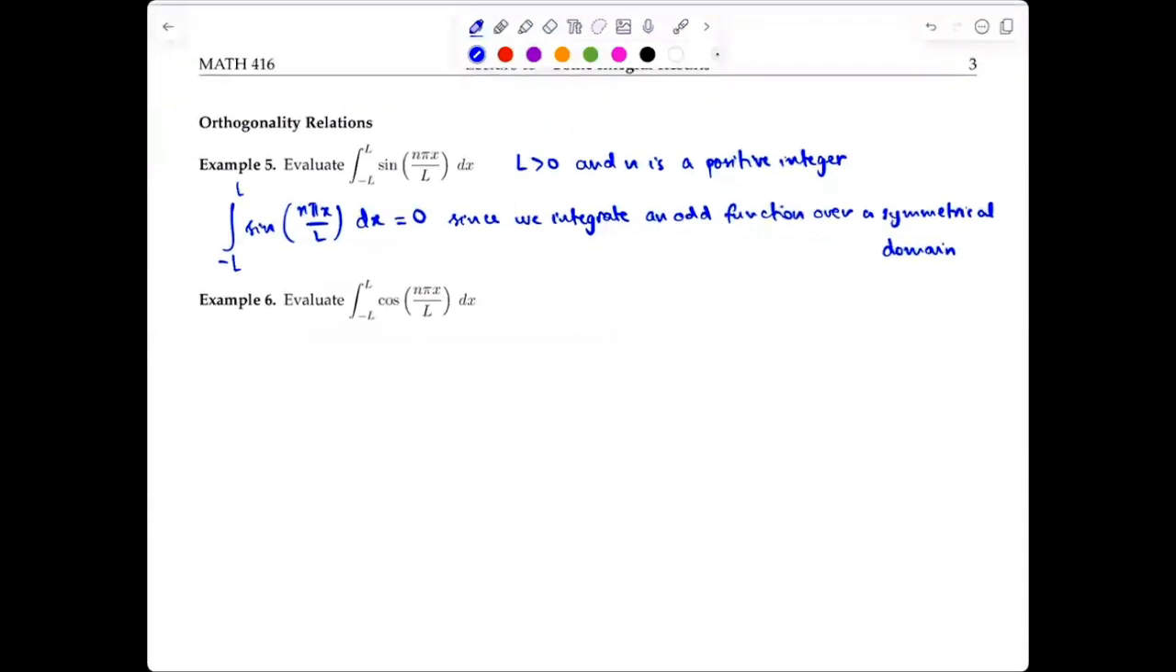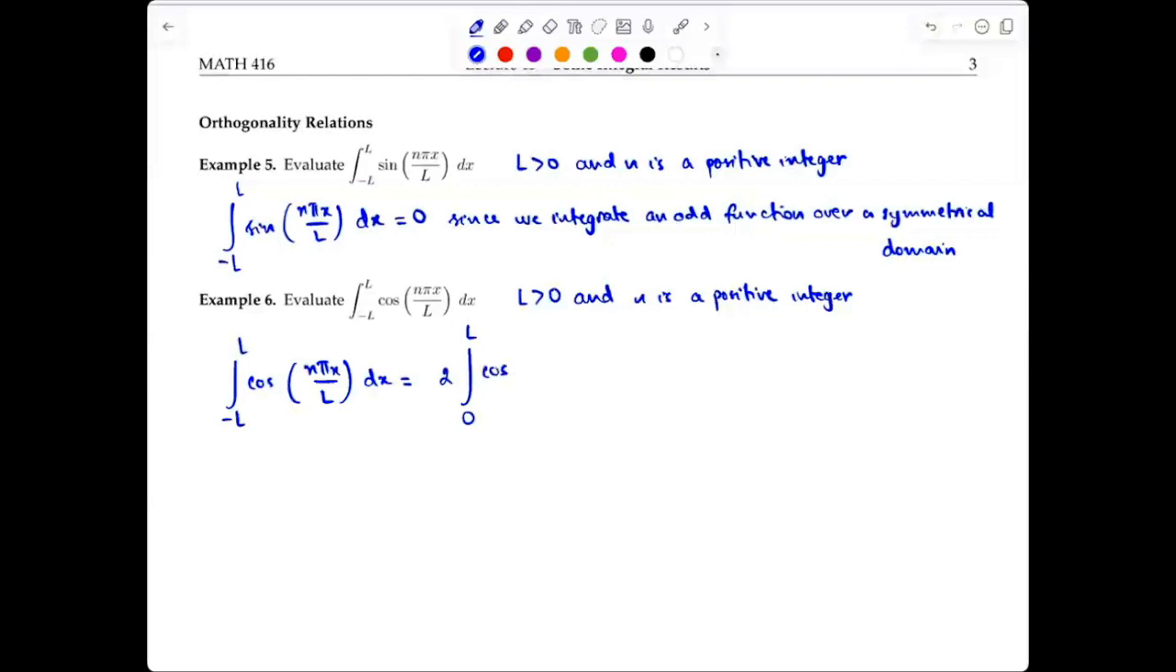Now moving on to the next example, we also make the assumptions that capital L is greater than 0 and n is a positive integer. So the integral is from negative L to L of cosine of n pi x over L dx. Remember, cosine is an even function, so instead of evaluating on the entire domain, I can rewrite this integral as 2 times the integral from 0 to L of cosine of n pi x over L dx.